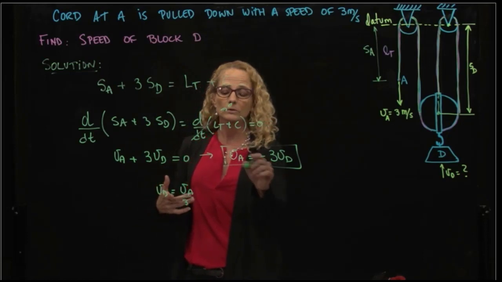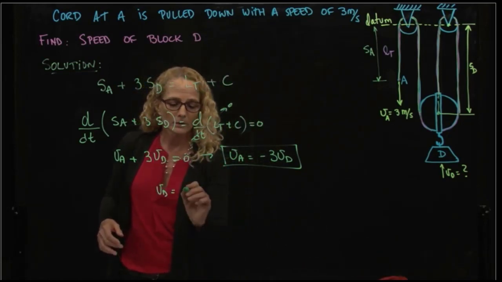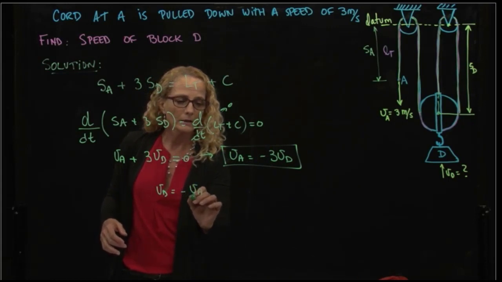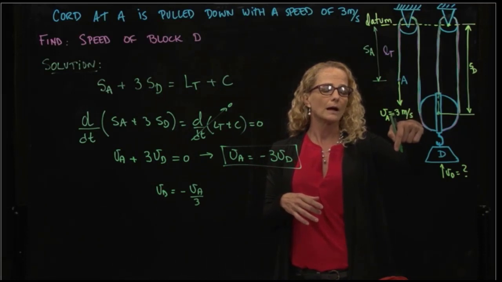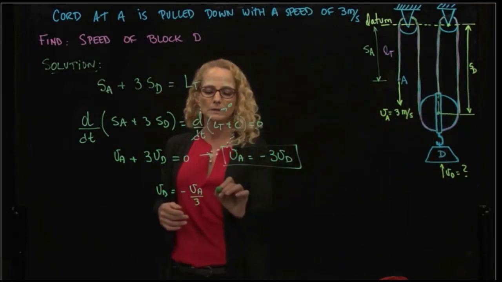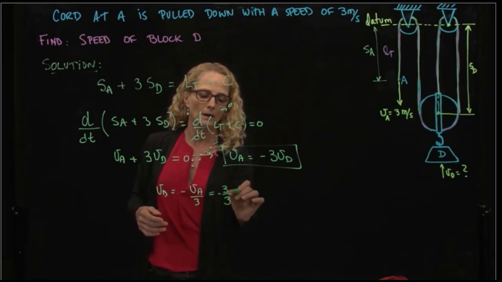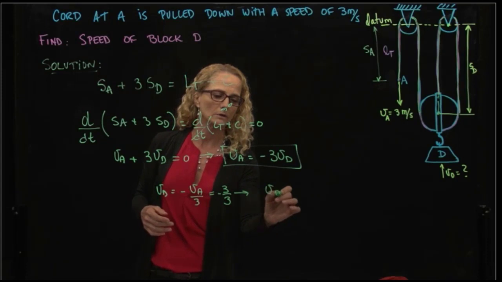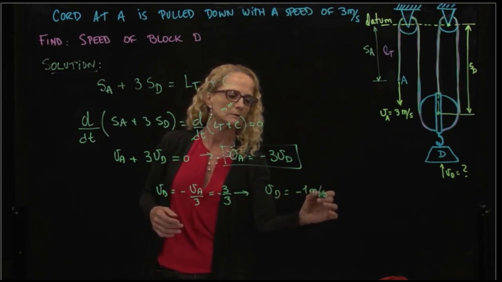And it's very important not to forget this negative sign. Let me give some space to make it clear. Why do we get the negative sign? Because that velocity was going downwards and that velocity is going upwards. And the velocity was 3 meters per second, so this is 3 over 3. Then I can say that the velocity of D is negative 1 meter per second.